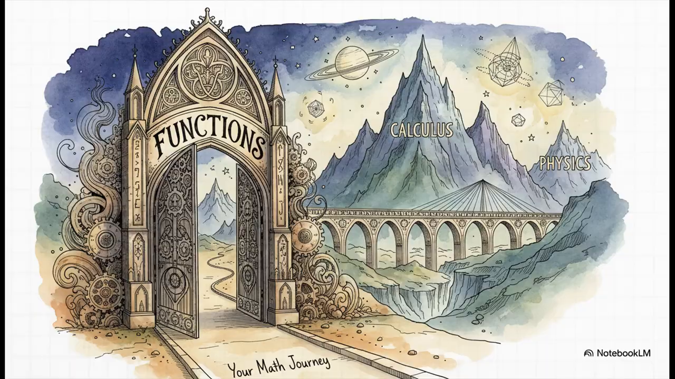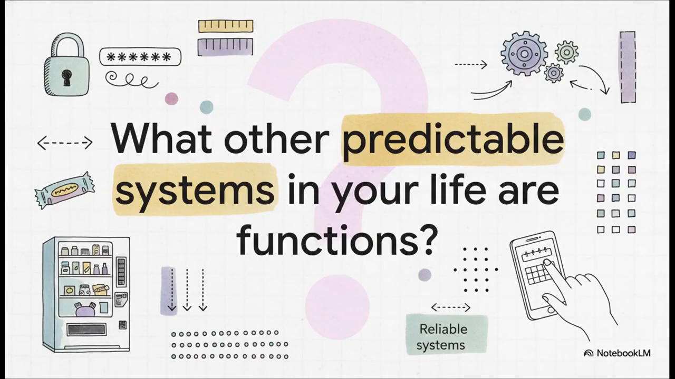Graphs that are functions. So from the password on your phone to the vending machine in the hall, this simple rule of predictability is running things behind the scenes. So I'll leave you with this. Now that you know the vending machine rule, what other systems in your daily life do you realize are actually functions in disguise? Think about it.